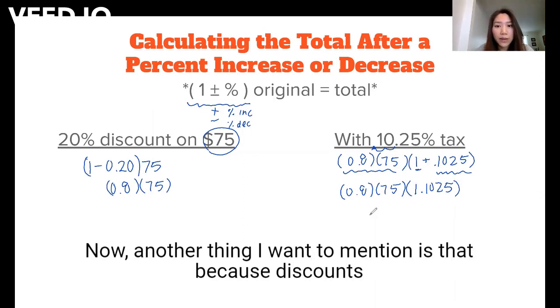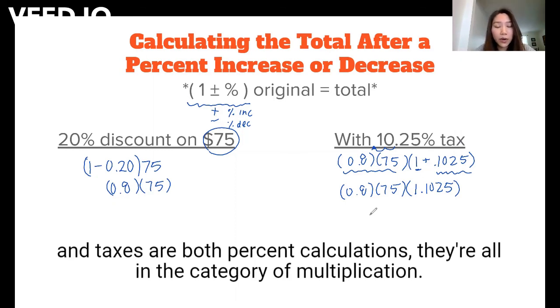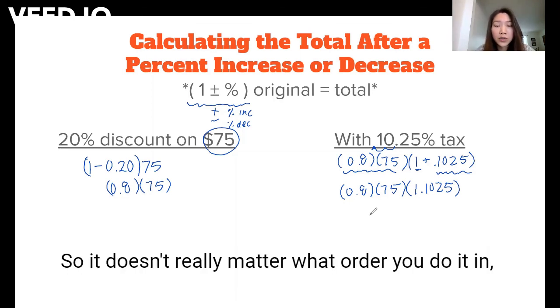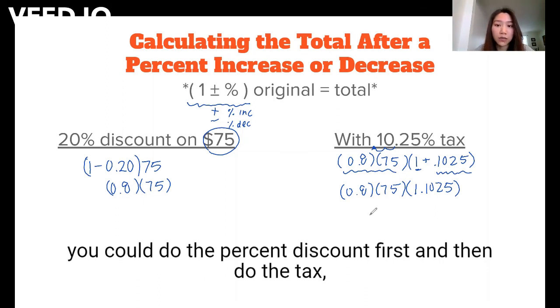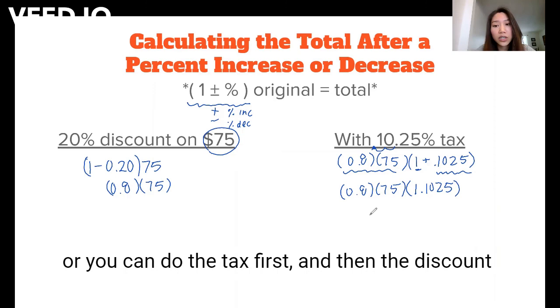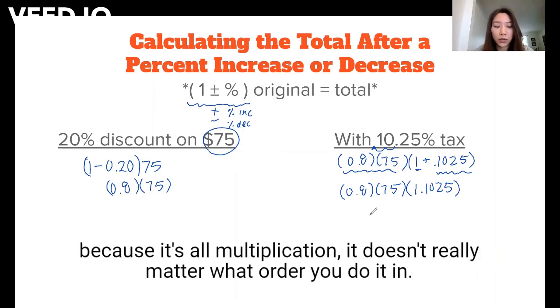Now, another thing I want to mention is that because discounts and taxes are both percent calculations, they're all in the category of multiplication. So it doesn't really matter what order you do it in. You could do the percent discount first and then do the tax, or you could do the tax first and then the discount. Because it's all multiplication, it doesn't really matter what order you do it in.